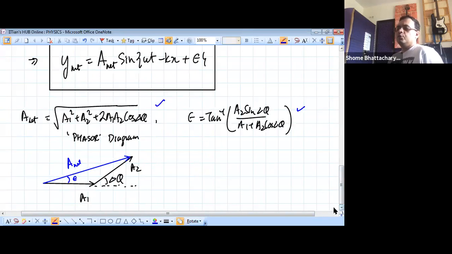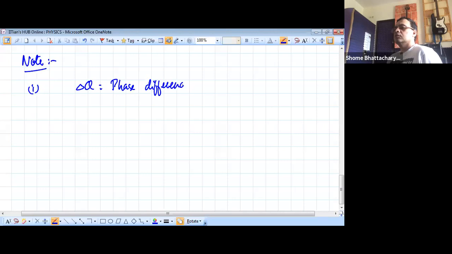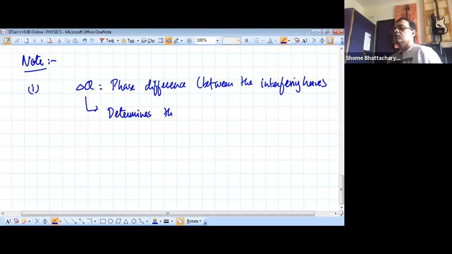Okay. Now let's move on to some more important special aspects of this. All this you've done in the last lecture, so don't worry about it. First and foremost, you can see that delta phi is called the phase difference between the interfering waves, or the superposing waves. So that delta phi actually determines the value of the net amplitude.